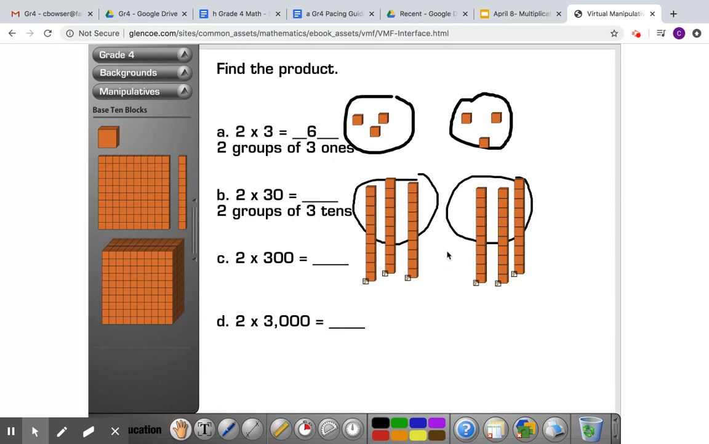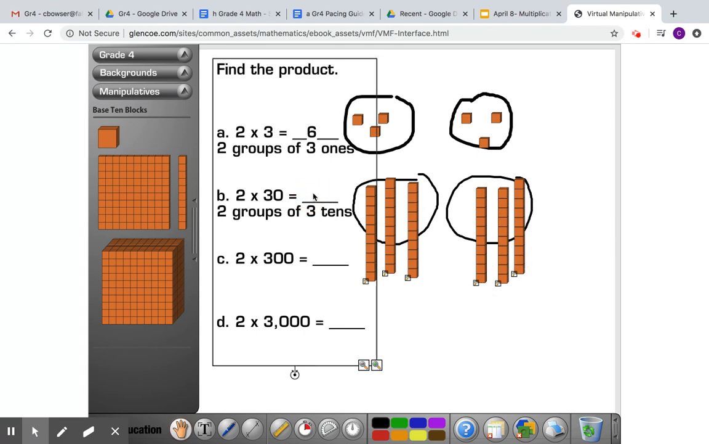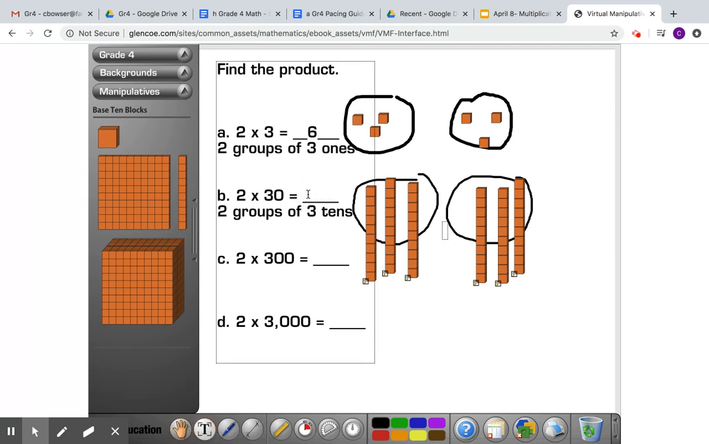So now let's count our tens. So 10, 20, 30, 40, 50, 60. So our final answer is 60. But we can also say that 60 is equal to 6 tens because I have 1, 2, 3, 4, 5, 6 tens. So 2 times 30 is 60. 2 groups of 3 tens equals 6 tens.